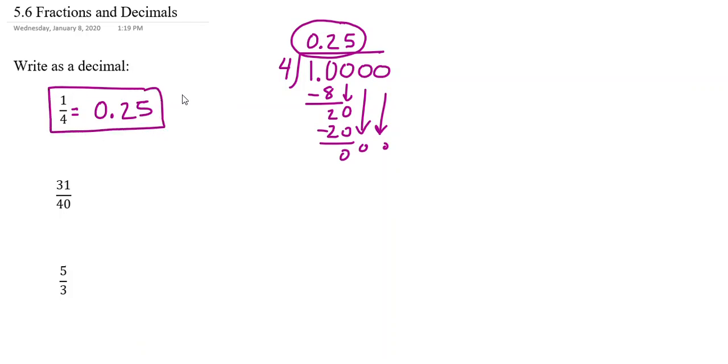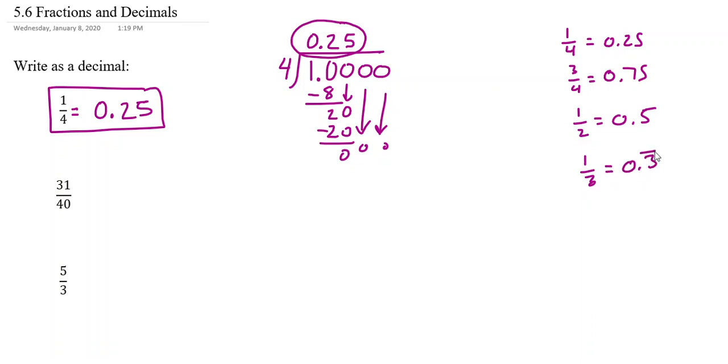Now, it's important to recognize some basic fractions. These are the ones I would have memorized. 1/4 is 0.25. 3/4 is 0.75. Think about quarters: 25 cents, 75 cents, 1/4, 3/4. 1/2, of course, is really important, 0.5. And then it's also a good idea to keep 1/3 is 0.3 repeating, and 2/3 is 0.6 repeating.